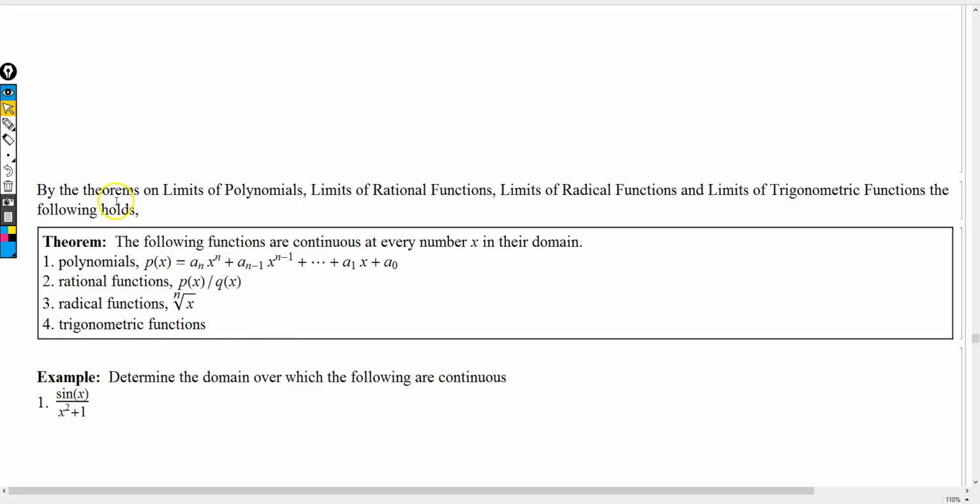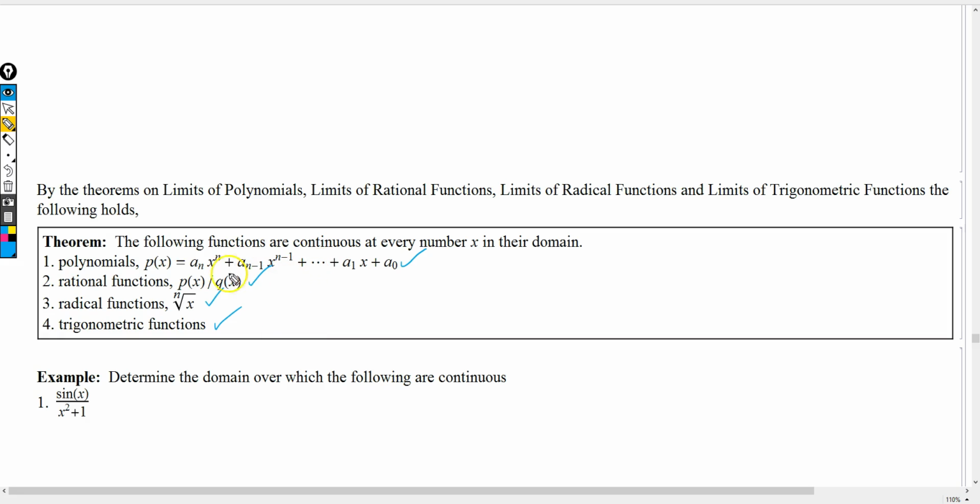So we're going to look at some examples down here. Now before we do that, we have a quick theorem here to mention. This theorem is a result of the previous result, and it says that the following functions are continuous at every number x in their domain. Polynomials, they are actually continuous everywhere for all real numbers x. Rational functions, they're all continuous everywhere except where q is equal to 0. Radical functions are all continuous, as are trigonometric functions.